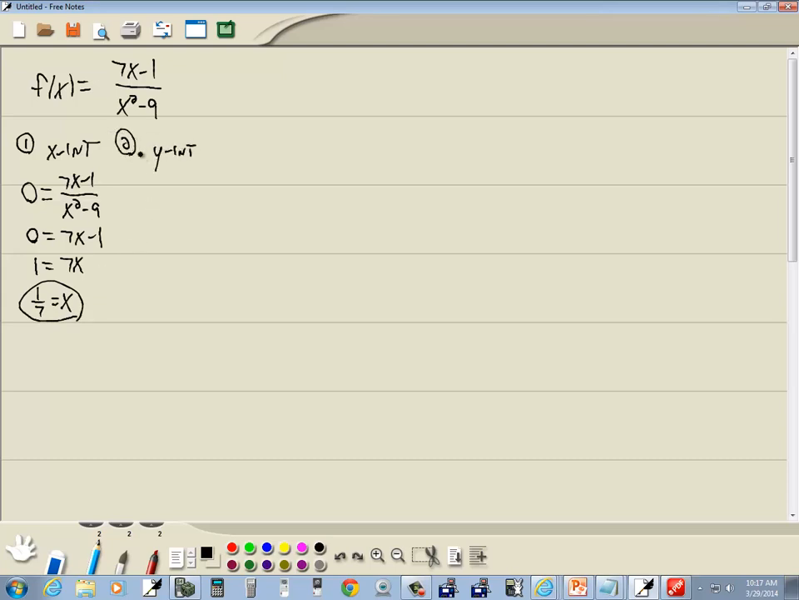Now for our y-intercept. You always plug 0 into the other variable, so plug 0 in for x. So we got y is equal to 7 times 0 minus 1 over 0 squared minus 9. Those zeros drop away, and we end up with negative 1 over negative 9, which is a positive 1/9.